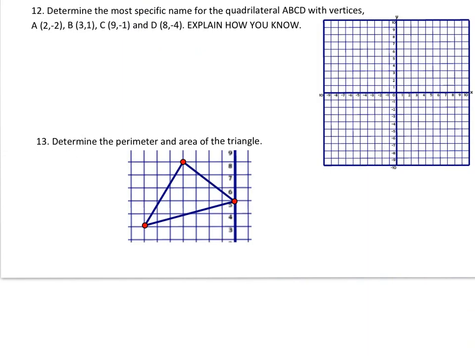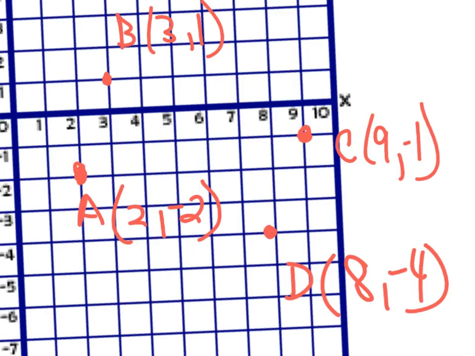For the next problem, we're determining the most specific name for the quadrilateral with the vertices A, B, C, D. So first I will graph them. When I graph those 4 points, A, B, C, D, my gut feeling is that this is going to be our rectangle. So let's see if we could find more evidence to see if this is a rectangle or not. One way to show that this is a rectangle is to check the lengths of the diagonals.